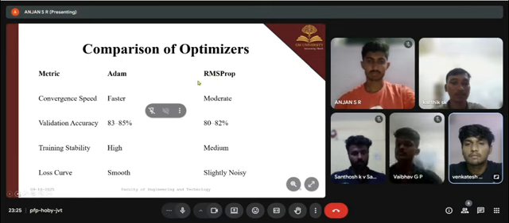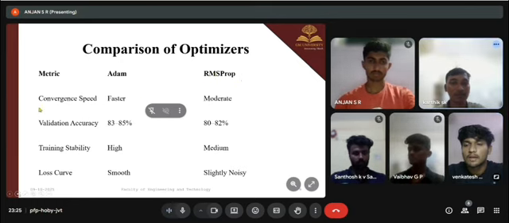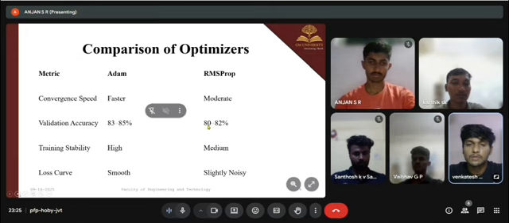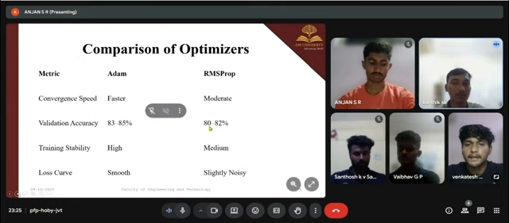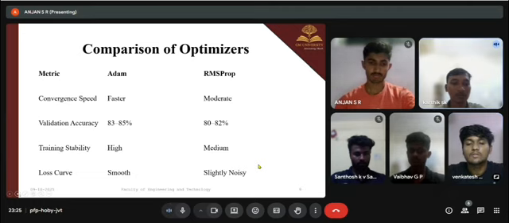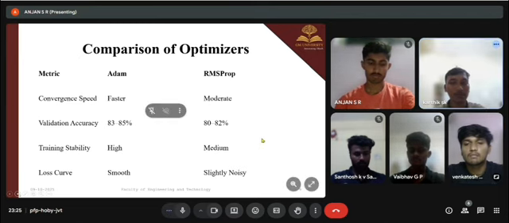Here is a matrix of Adam and RMSprop. Average speed is faster for Adam and moderate for RMSprop, and validation accuracy is up to 83% to 85% for Adam, and the opposite, 80 to 82%, for RMSprop. Training stability is high and medium, and the loss curve is smooth and slightly noisy. Root mean square is the measure of the average magnitude of a single value or a set of values. Next slide.